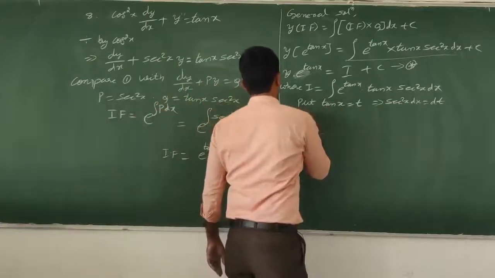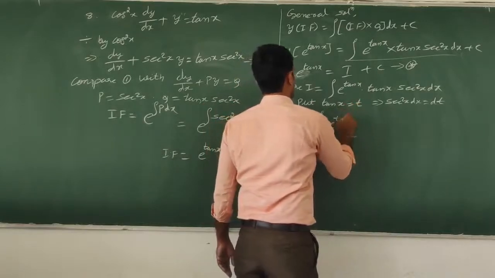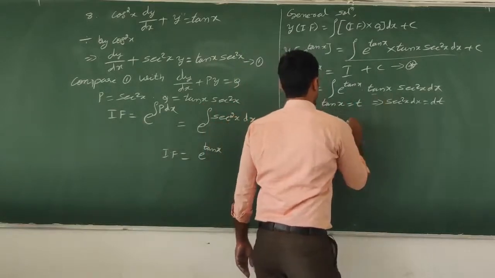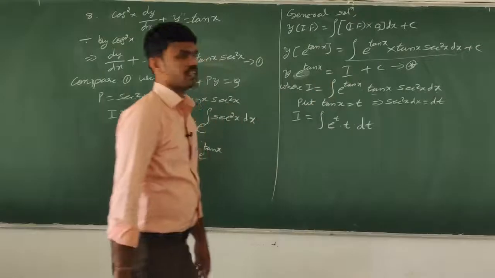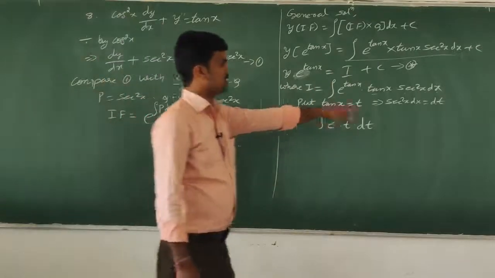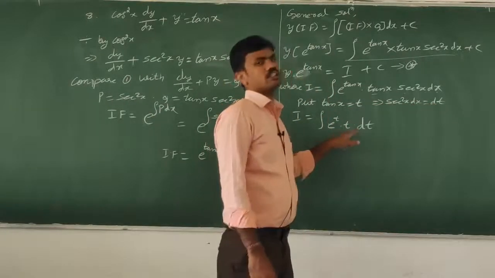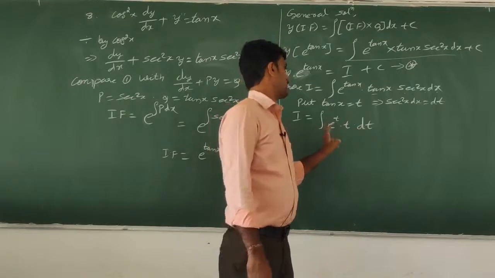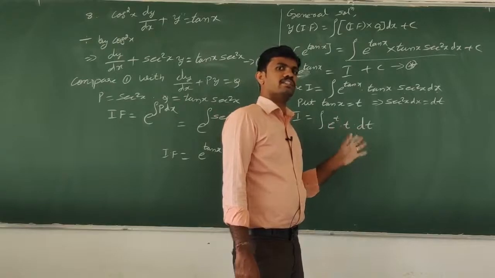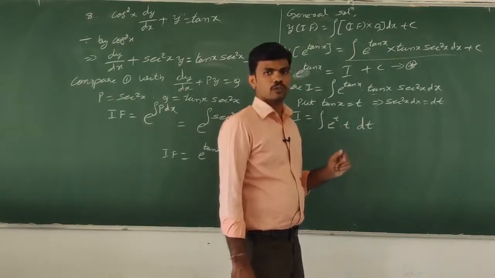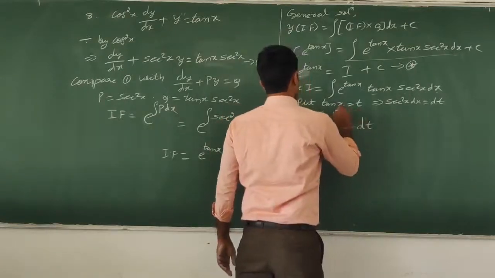Then our integral becomes I is equal to integration of e to the power tan x, which is nothing but t, into secant square x into dx, which is nothing but dt. Now this is a product of two functions. To evaluate integration of a product of two functions, we have to use which rule? Integration by parts. So here this is the first function and this is the second function.